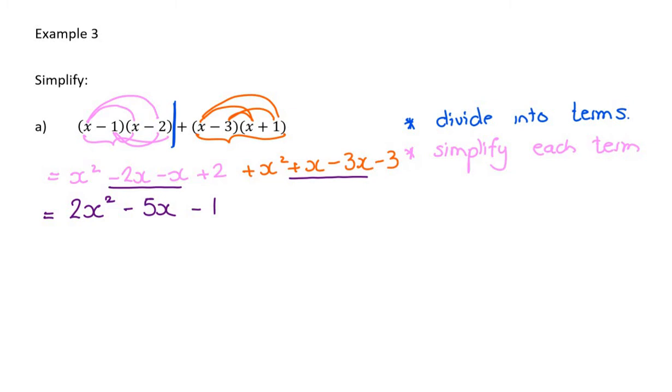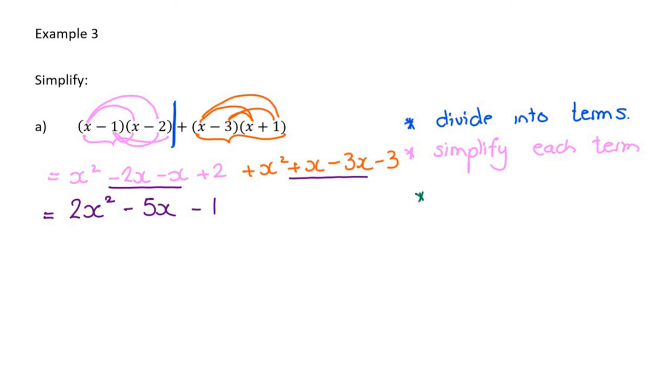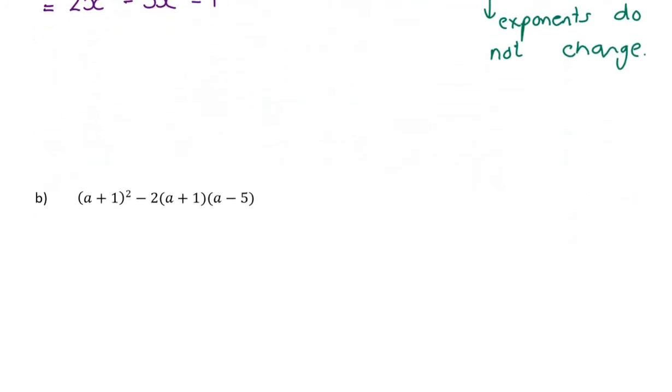So don't forget, divide into terms, simplify each term, and then all we did at the end here was add like terms. Just don't forget, when you add like terms, your exponents do not change. It's the most common thing. Because we're doing so much multiplication, we start to lose track and we start changing exponents. Okay, so let's move on to the next one.